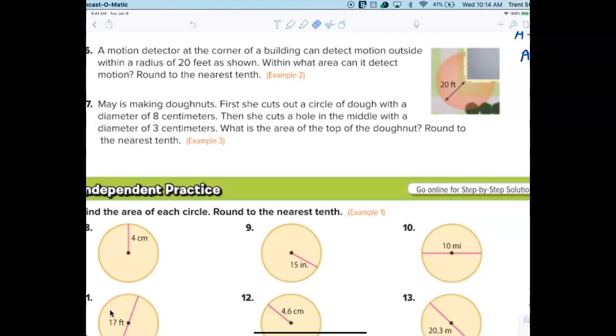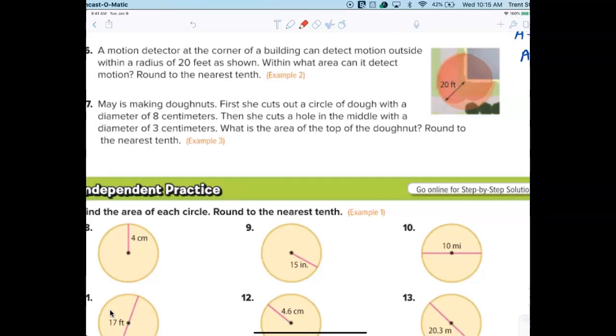No, just tell me. We're not doing any work. You just tell me what to do. Do pi times 20 squared. Okay, so what does that represent? That would represent all of this, all of that.